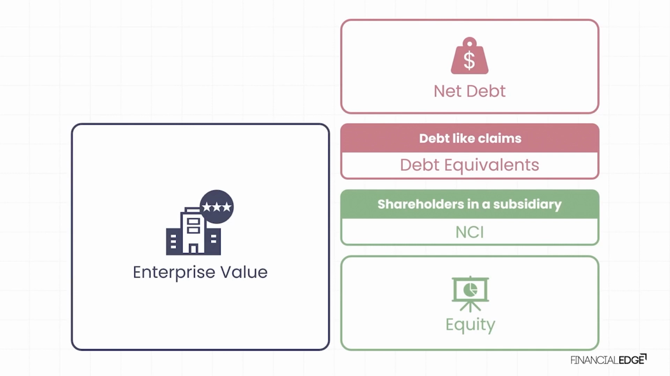If I total up everything on the right-hand side there, that gives me loads and loads of money to spend. But what have I spent it on? Well, I firstly spend it on everything in the enterprise value.